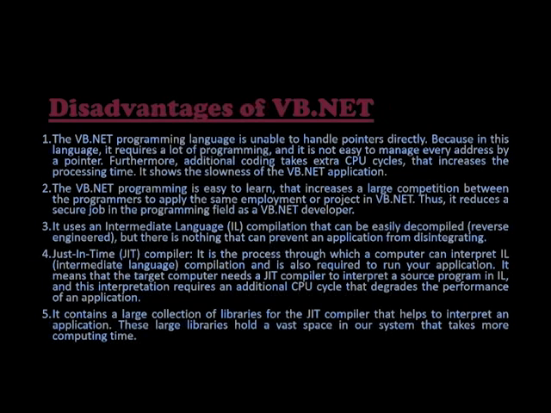3. It uses an intermediate language, IL, compilation that can be easily decompiled and reverse engineered, but there is nothing that can prevent an application from disintegrating. 4. The just-in-time JIT compiler is the process through which a computer can interpret IL, intermediate language, compilation, and is also required to run your application. It means that the target computer needs a JIT compiler to interpret a source program in IL, and this interpretation requires an additional CPU cycle that degrades the performance of an application.